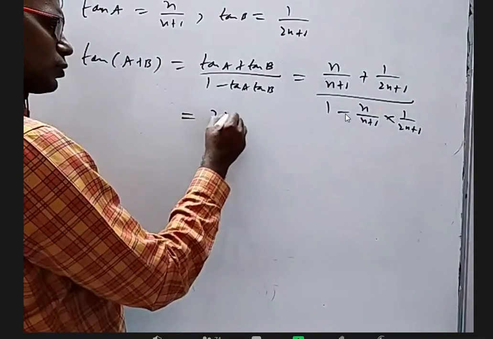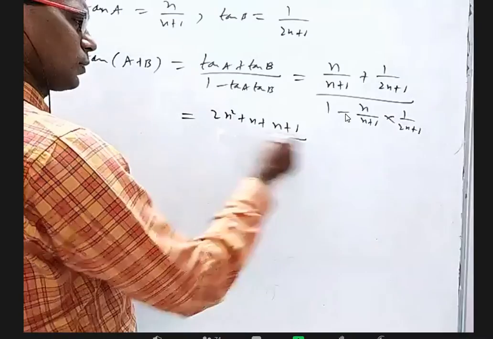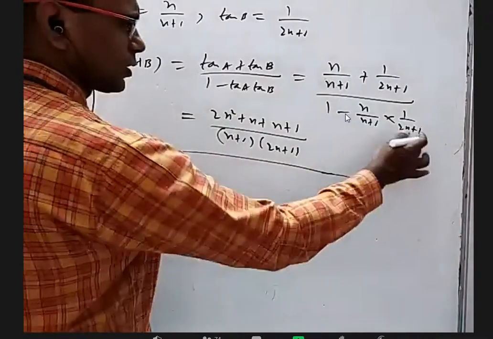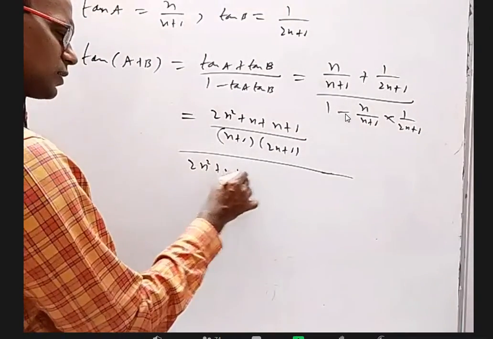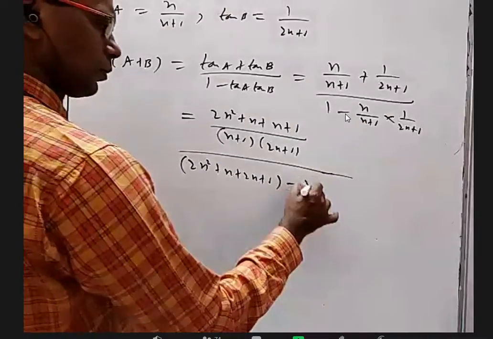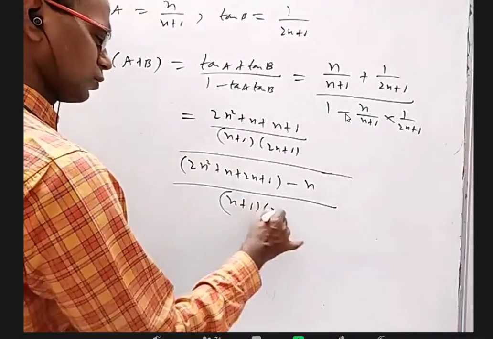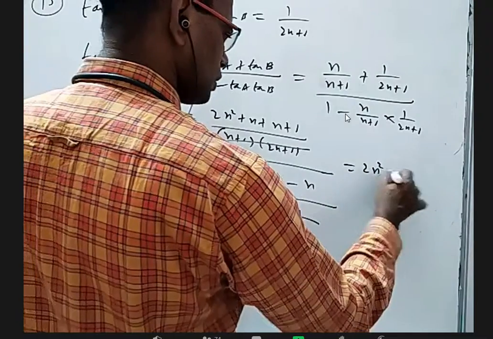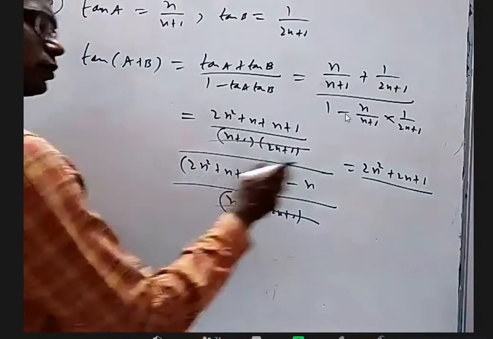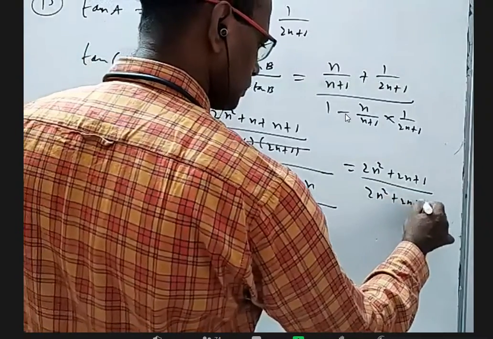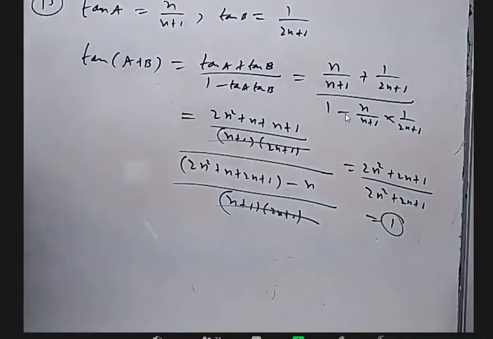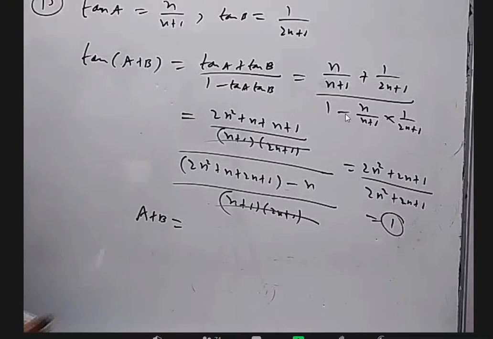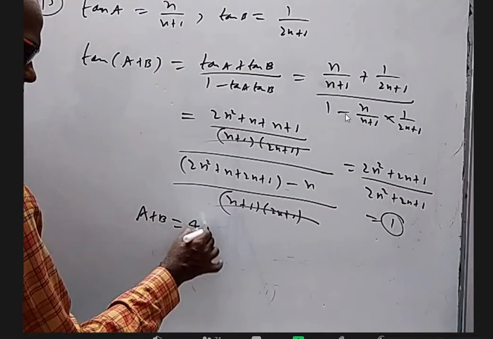If we do direct cross multiplication, the numerator is 2n square plus n plus 1 by n plus 1 into 2n plus 1. In the denominator, this into this will come here, that is 2n square plus n plus 2n plus 1 minus n, whole by n plus 1 into 2n plus 1. This and this will get cancelled. This is 2n square plus 2n plus 1, this is also 2n square plus 2n plus 1, which is equal to 1. Tan A plus B equal to 1 means A plus B can be 45 degrees or 225 degrees and so on, but they're acute angles, so it is only 45 degrees, pi by 4.